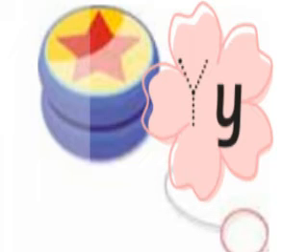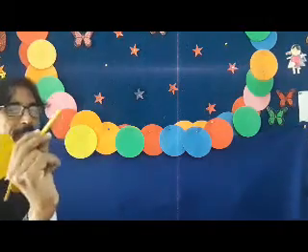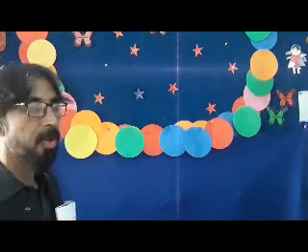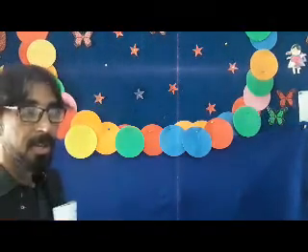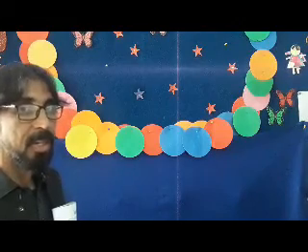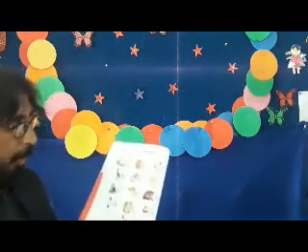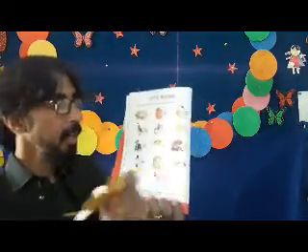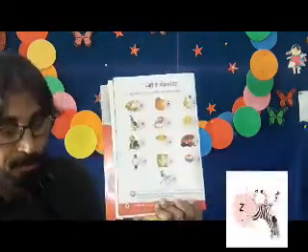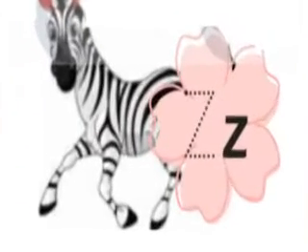Yo. What is the color of this pencil? Yellow. Yes, yellow. What is the beginning sound of yellow? Y. Y. Yellow. Shabash. Trace the Y. What is this? Yes, this is zebra. And what is the beginning sound? Z. What will we do? We will trace capital Z.